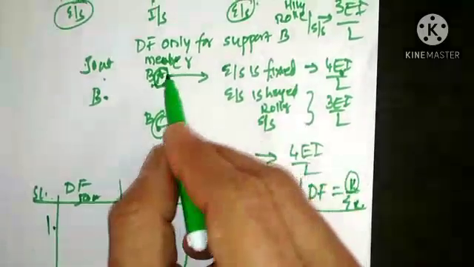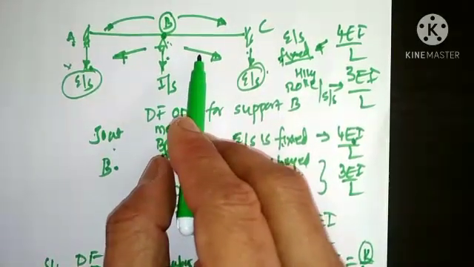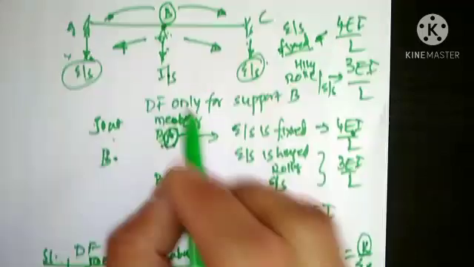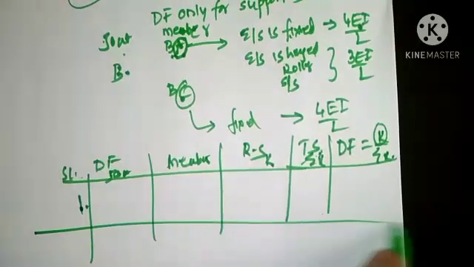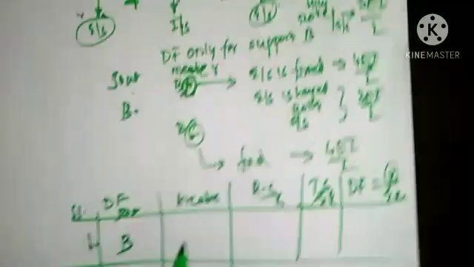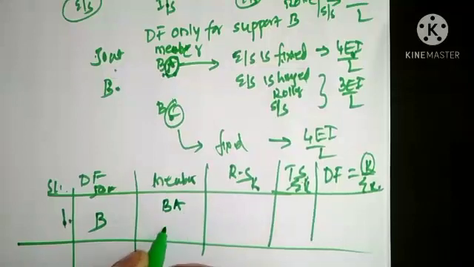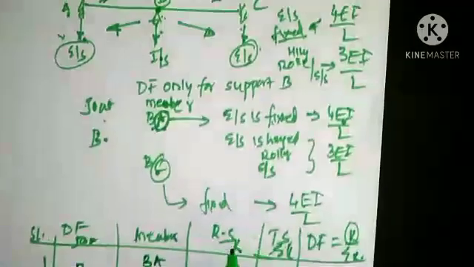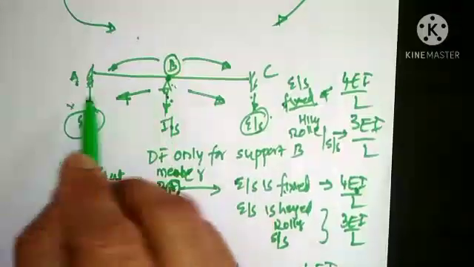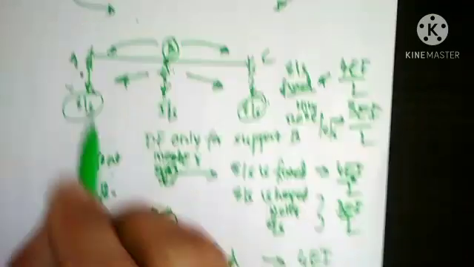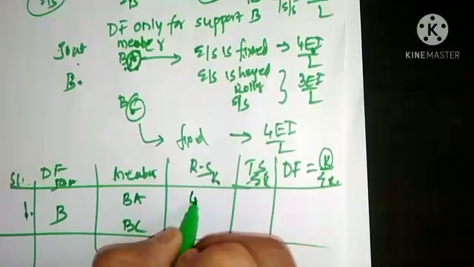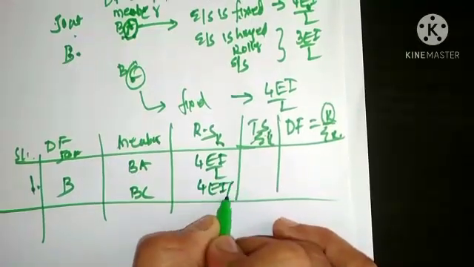So in this particular diagram, how many intermediate supports do we have? Only one intermediate support, so one serial number, and the intermediate support is joint B. The members connected to joint B are BA and BC. For the relative stiffness of BA, we need to look at support A. A is fixed, so it is 4EI by L. Now C is also fixed, so it is again 4EI by L.